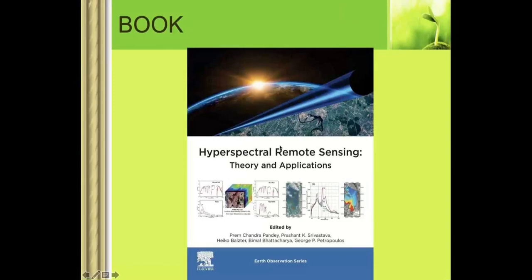This is a book that we published, Hyperspectral Remote Sensing: Theory and Applications. You can have a look. We try to explain most of these things in this book also, all levels of processing and all those things. And thank you.